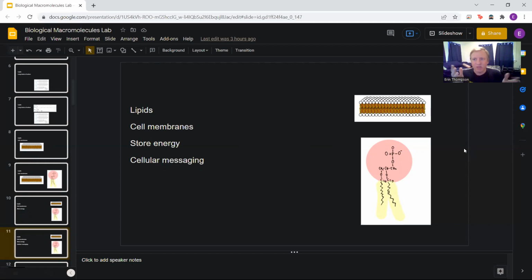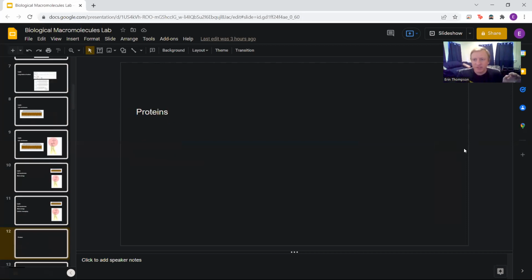So yeah, lipids, long chains of carbons, that's how you identify them. They are your cell membranes. They are used to store energy, and they can be used for cellular messaging. And to be honest with you, the cellular messaging stuff is a little bit beyond the scope of this course, but it has to do with sphingolipids and G protein activation and all kinds of really interesting stuff. But just know cellular messaging, nothing beyond that.